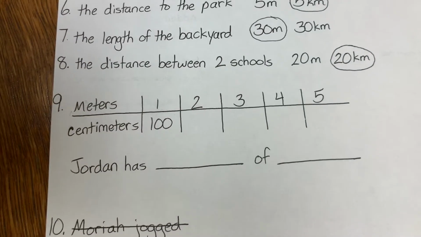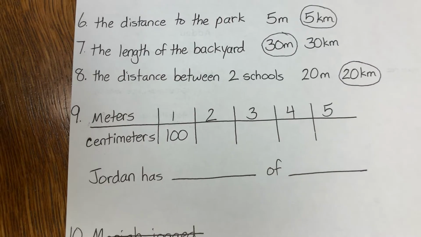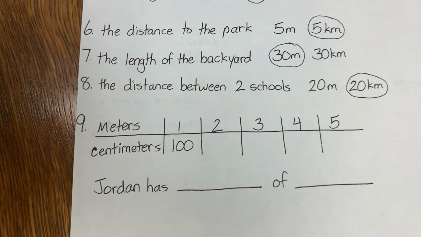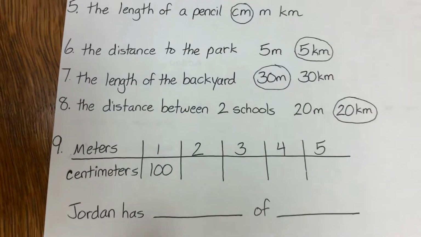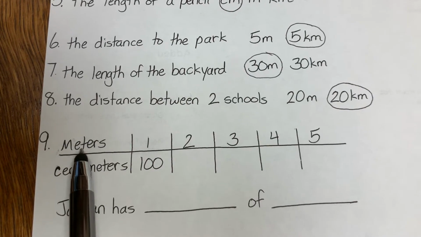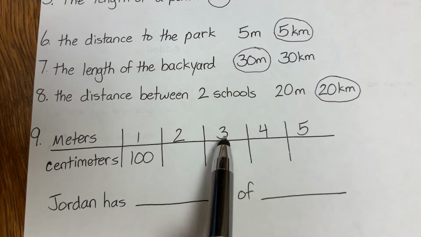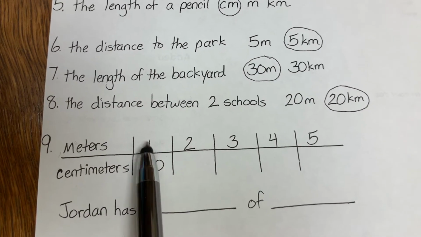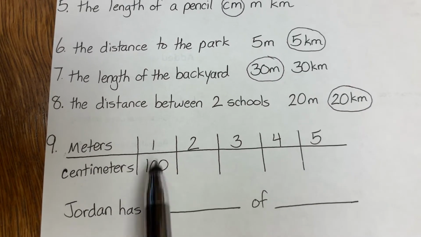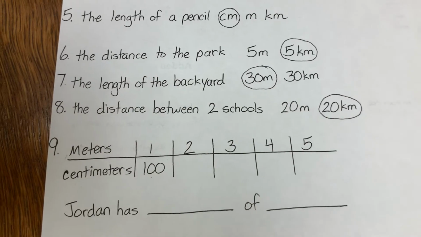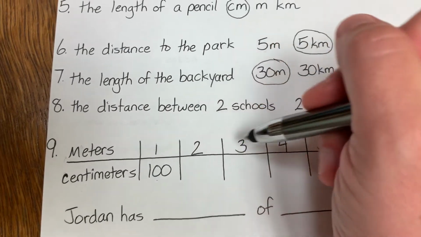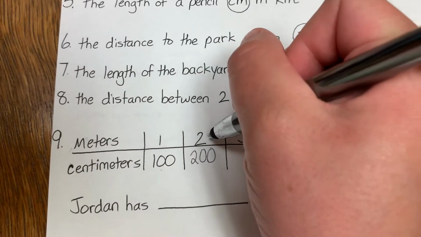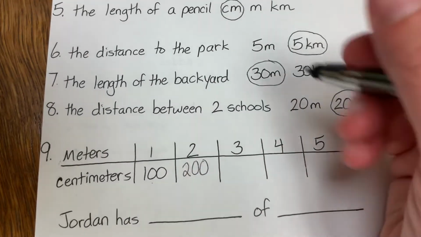Number 9, it says complete the sentence to answer the question. Jordan has 5 meters of fishing line. How many centimeters of fishing line does Jordan have? So here we have a table, and it says for meters, it already has 1 meter, 2 meters, 3, 4, and 5. And we're going to convert that to centimeters. So we already know that 1 meter is equal to 100 centimeters. And it would be the same as 1 times 100. So if we do that all the way over, 2 times 100 is 200 centimeters. So 2 meters is the same as 200 centimeters.